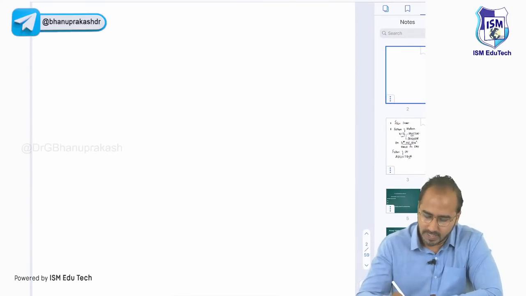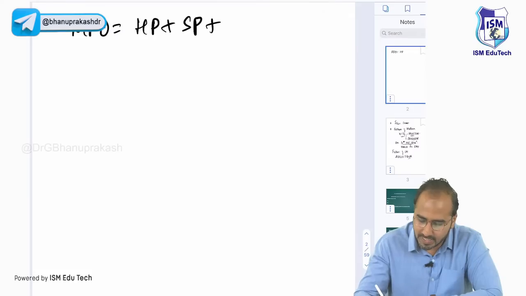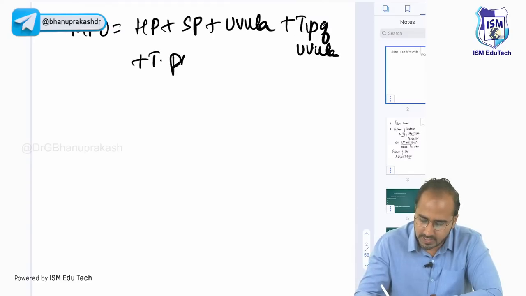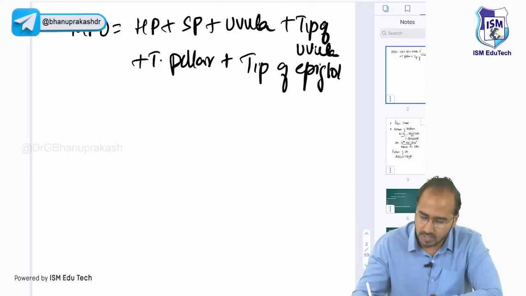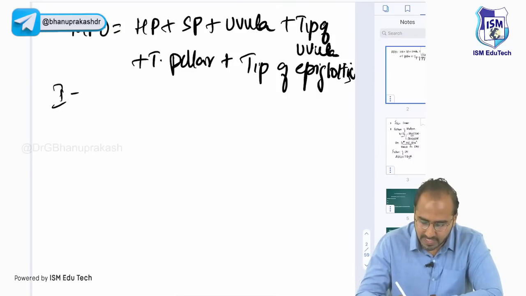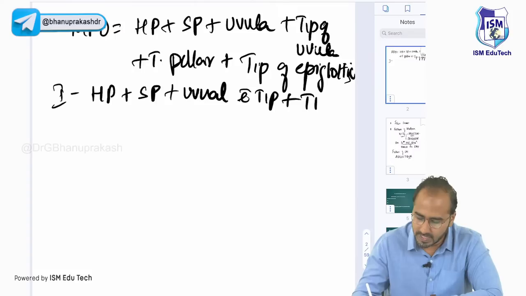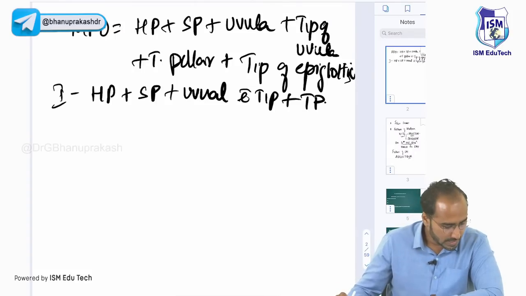Mallampati class 0 is, just look over here. Hard palate, I'm just writing the short forms, guys. Hard palate, SP, soft palate, uvula, tip of uvula, tonsillar pillars, plus tip of epiglottis. That is class 0. Class 1 is hard palate, soft palate, uvula with tip and tonsillar pillars. TP is tonsillar pillars.